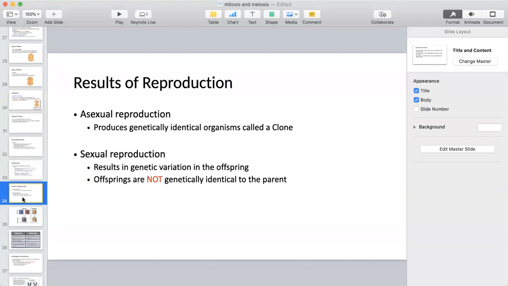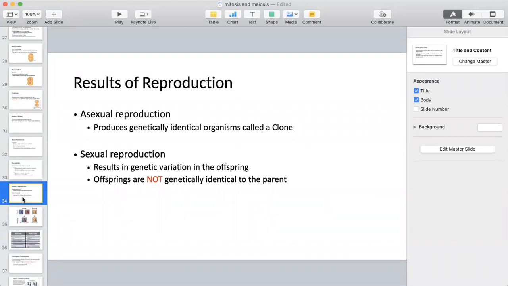Okay, so the results of these different types of reproduction, the result of asexual reproduction is that we're going to get an identical copy of the organism that we started with. Make sure you have that in your notes. Okay, we're going to call that a clone. Asexual reproduction is sometimes referred to as cloning, because we're producing a genetically identical organism. And I keep using this term genetically identical. I'm referring to the DNA and the chromosomes that are present, the genes that are present. These organisms are going to be exact copies of the parent. The offspring will be exact copies of the parent.